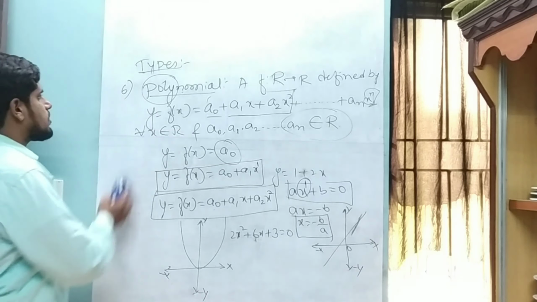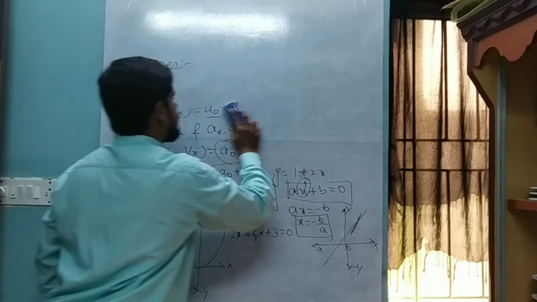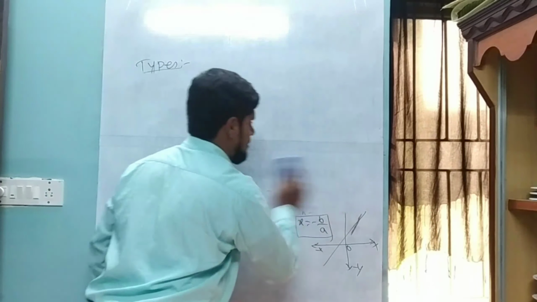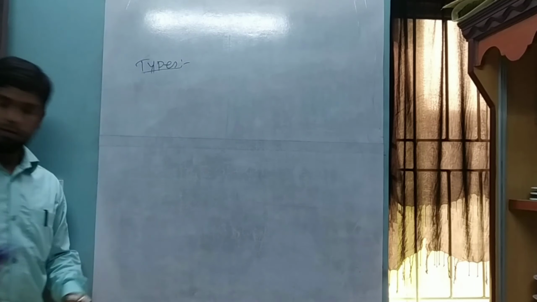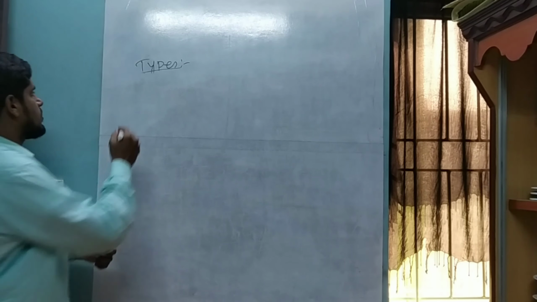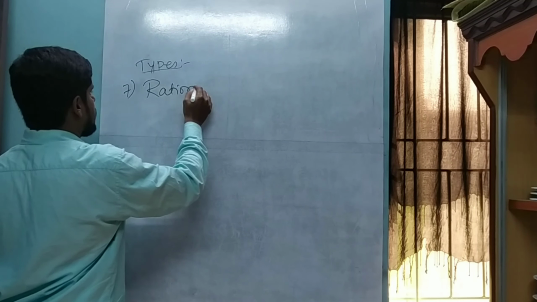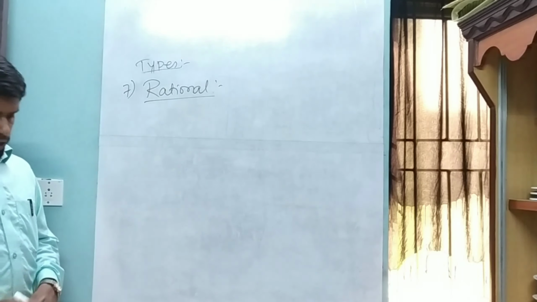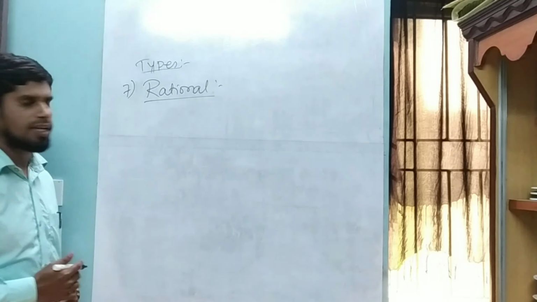The next, last type is rational function. Last one, 7. Rational function. So here rational means we studied rational numbers in detail from the lower classes. So directly I will come to the function here.